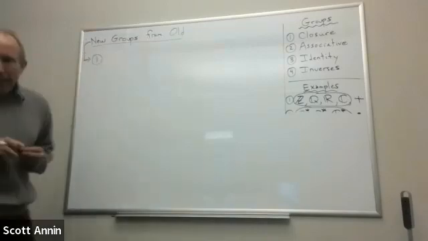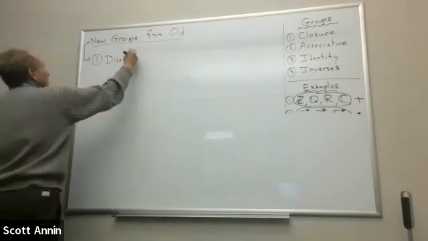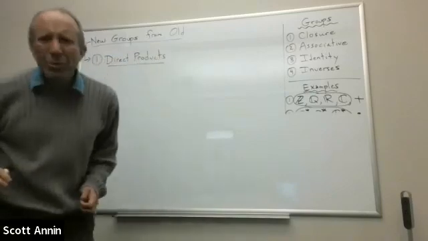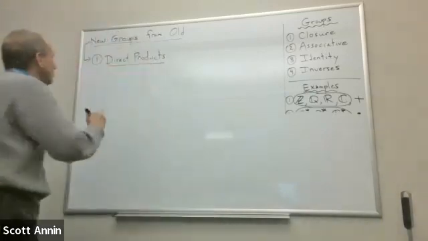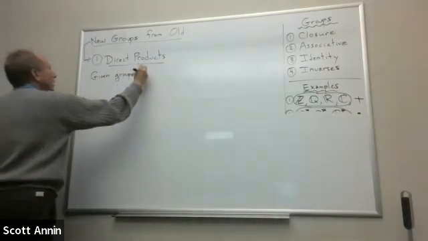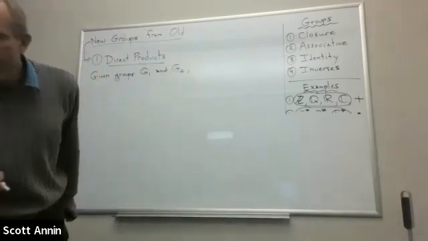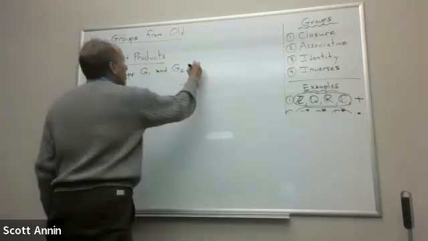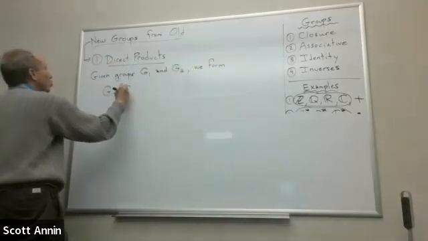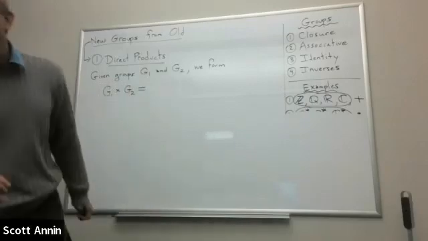The first one is with something called direct products. And this one does not take a huge amount of explanation. It's a pretty simple thing to do. What we're going to do is start with 2 groups. So given the groups, let's say G1 and G2, we form a new group, which is G1 cross G2. So this is a direct product of the groups G1 and G2.